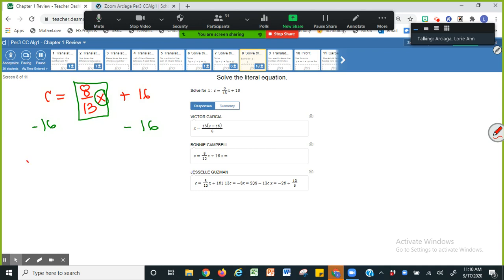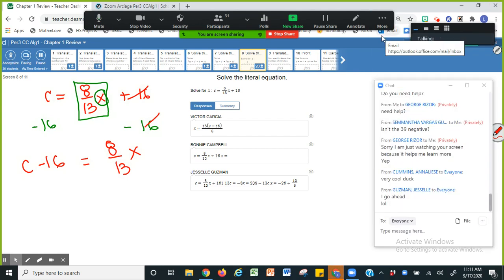Okay. So C minus 16. There. Equals. All right. And then they cancel out. So let's copy that. 8 over 13x. All right. So now we want to get the x by itself.